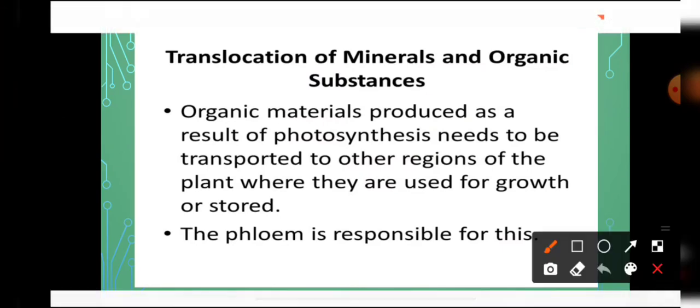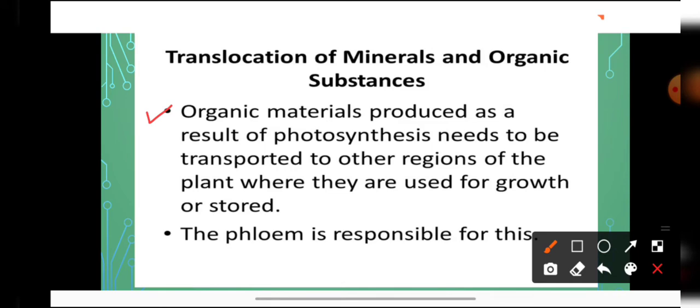We all know that organic materials are produced by the plant body as a result of photosynthesis. And this organic food, which is synthesized by the plant body or by the green leaves, is to be transported to other regions of the plant where it will be used for the growth or it will be stored. So this process of movement of organic materials from the leaves to all the parts of the plant body for growth and for storage is known as translocation.